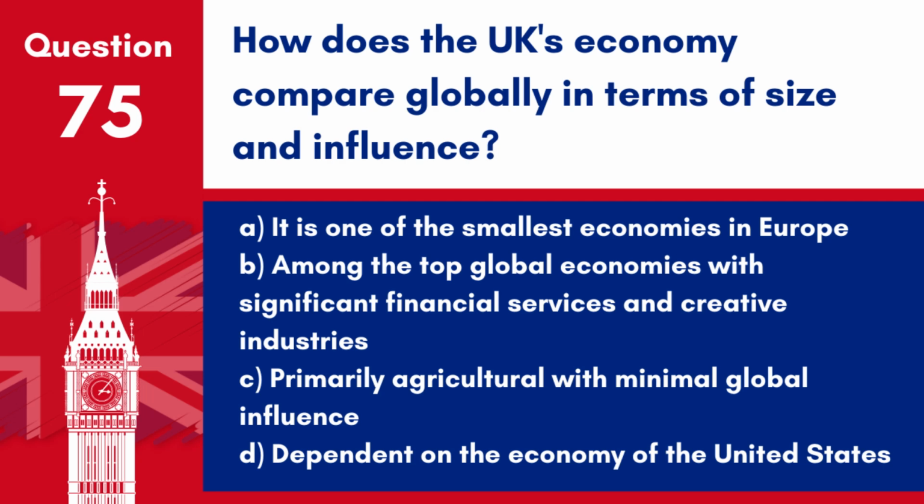Question 75. How does the UK's economy compare globally in terms of size and influence? A. It is one of the smallest economies in Europe. B. Among the top global economies with significant financial services and creative industries. C. Primarily agricultural with minimal global influence. D. Dependent on the economy of the United States. Answer: B. Among the top global economies with significant financial services and creative industries.